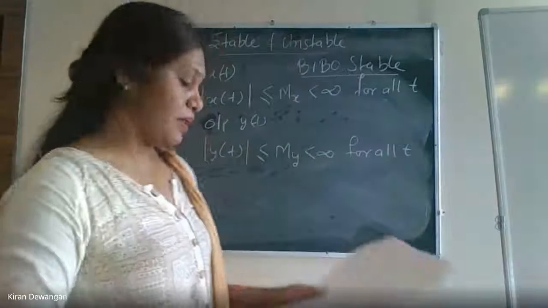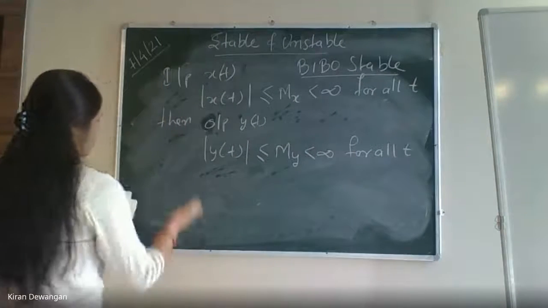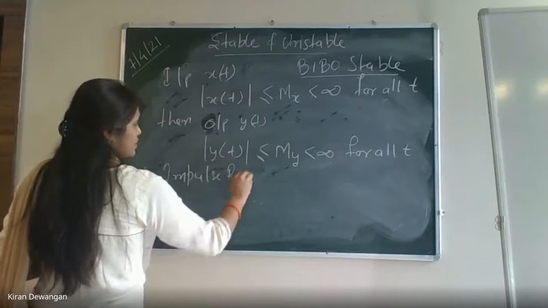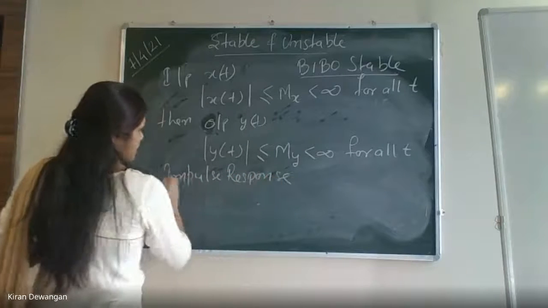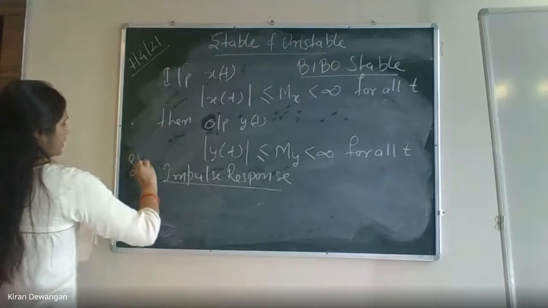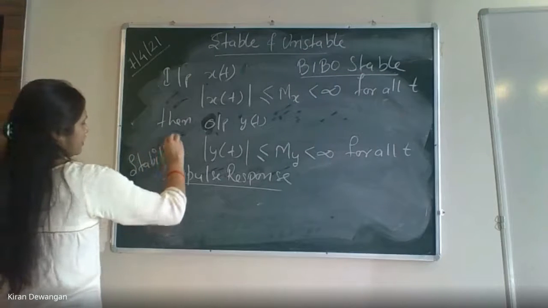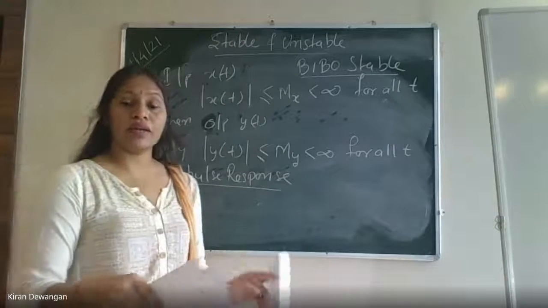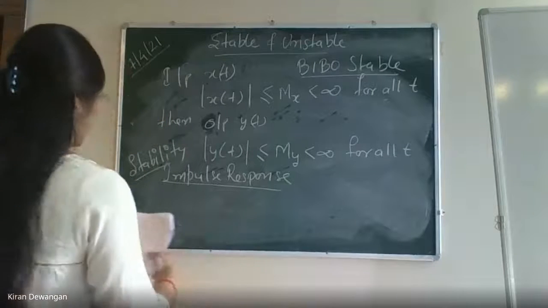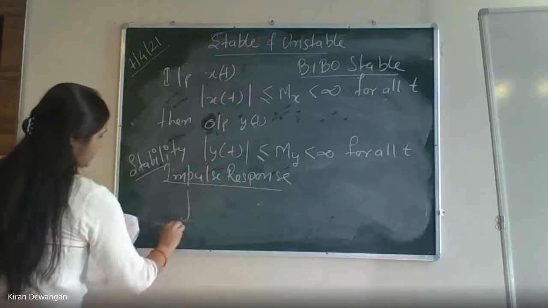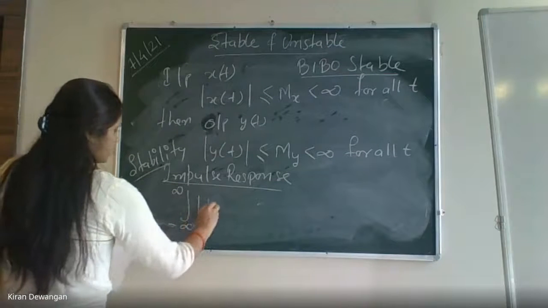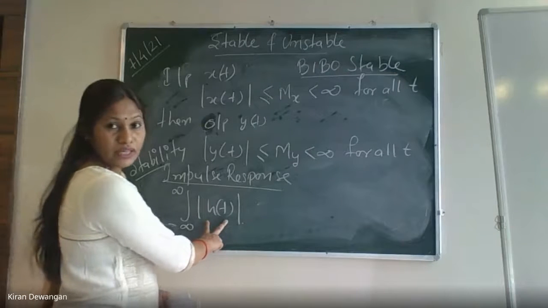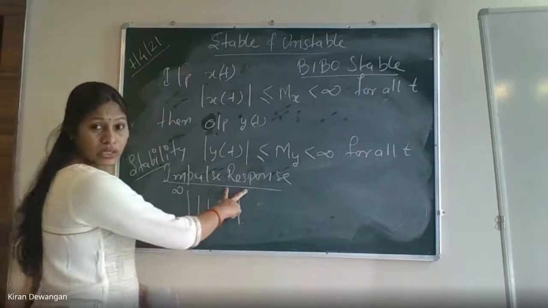Okay, now the stability of the system can also be obtained by impulse response. Now how can we find the stability of the system by impulse response? That is, for BIBO stability we write minus infinity to infinity. What is an impulse response? Impulse response is always denoted by h of t. This is an impulse response.